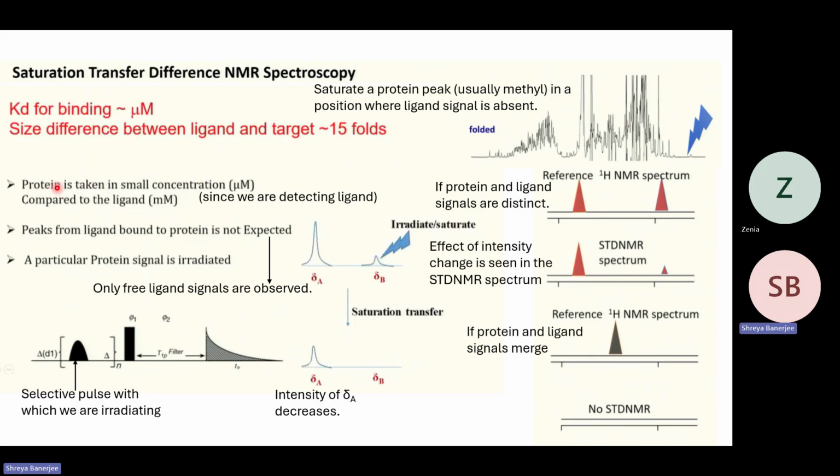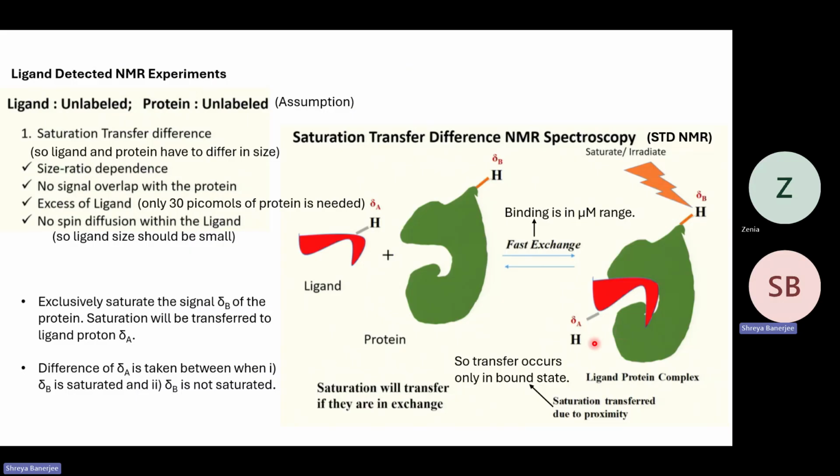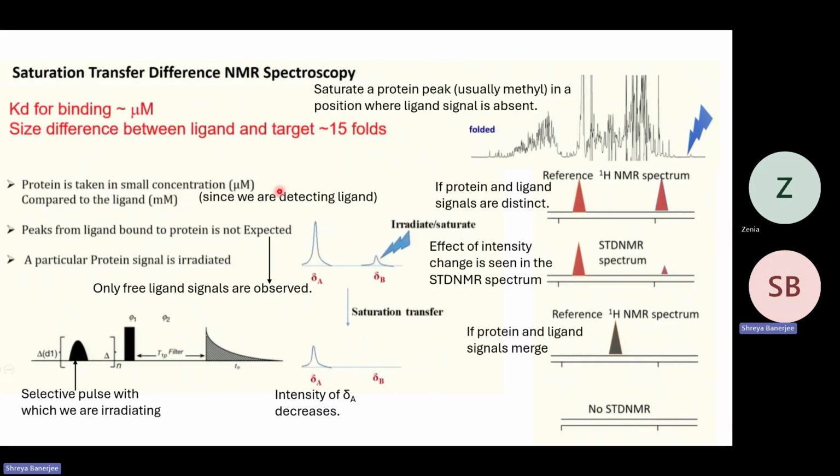We just talked that protein is taken in small concentration. Picomolar is also fine since we are detecting the ligand. We are detecting delta A, which is on the ligand. So small concentration of protein is fine. If protein is micromolar, ligand needs to be in millimolar. So what we observe in the protein, so suppose delta A is the ligand signal, delta B is the protein signal. This delta B is irradiated. A particular signal in the protein is irradiated until saturation.